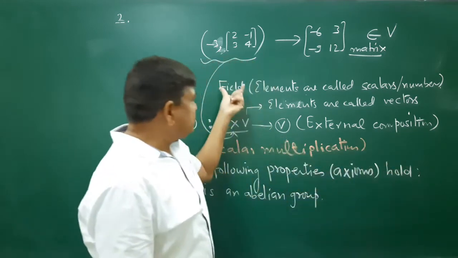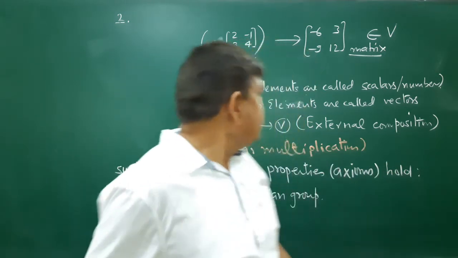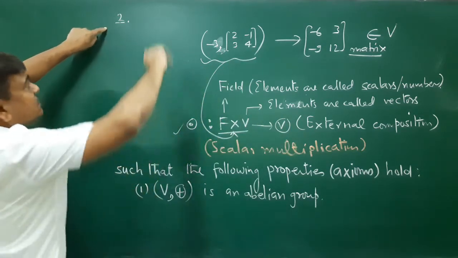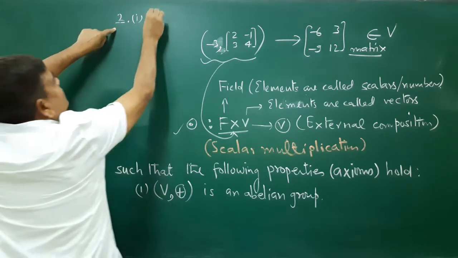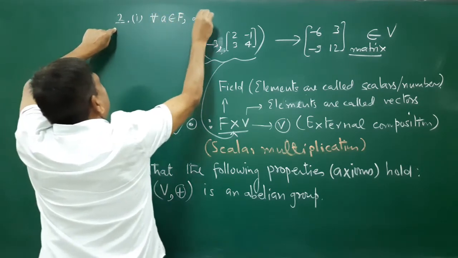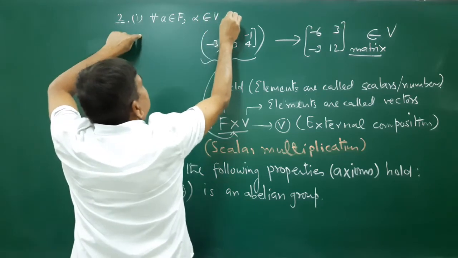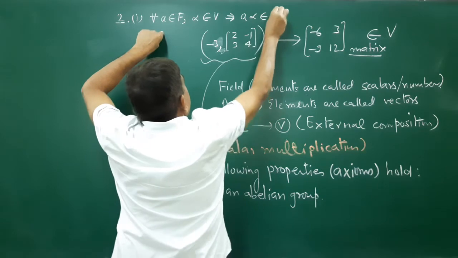So if we do this one, that means the closure property holds. So here the second part, I write the first one. For all a belongs to F, alpha belongs to V implies a alpha belongs to V.